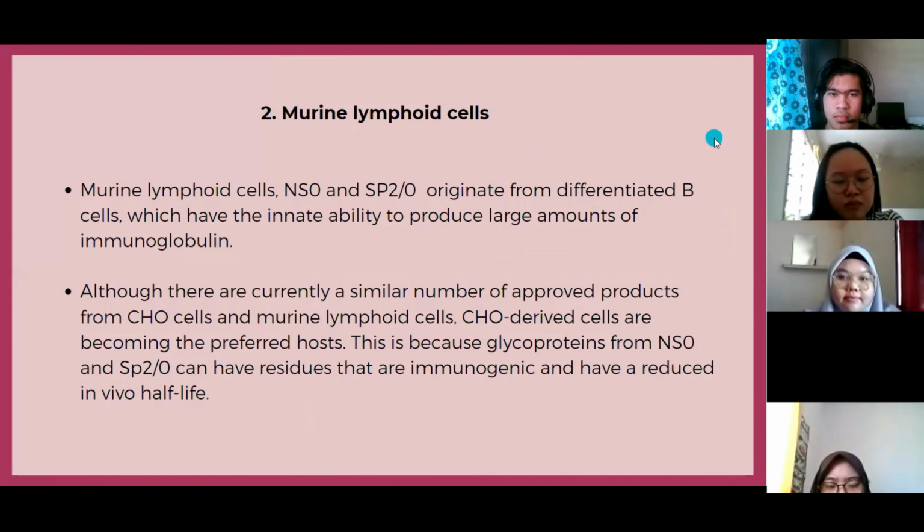Next slide. The second one is murine lymphoid cells. Murine lymphoid cells have the innate ability to produce large amounts of immunoglobulin. However, CHO-derived cells are becoming the preferred host because glycoproteins from NS0 and SP2/0 can have residues that are immunogenic and have a reduced serum half-life.